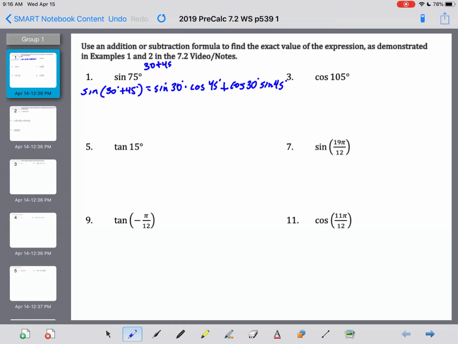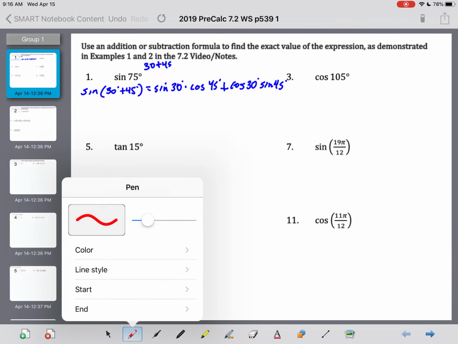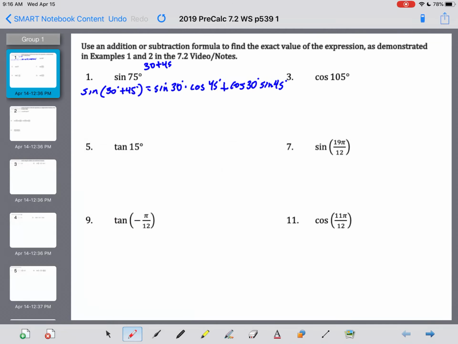Again, when you take your quizzes, do your homework, take your tests, you can have your notes or a note card out, so this will be of much help here. So I'm going to go ahead, and these are off the unit circle. So the sine of 30 is 1/2. The cosine of 45 is root 2 over 2. Plus the cosine of 30 is root 3 over 2. And the sine of 45 is also root 2 over 2.